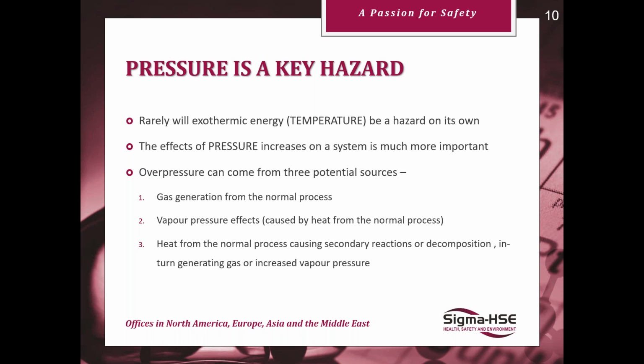Overpressure can come from 3 potential sources in a chemical reaction. Number 1, gas generation from the normal process. So you're expecting that you add A and B together, you get your product and some gas, or gas could be your product. Number 2, vapor pressure effects caused by heat from the normal process. And number 3, heat from the normal process, which can cause secondary reactions, decomposition, thermal runaway, which in turn generates its own gas or increased vapor pressure.